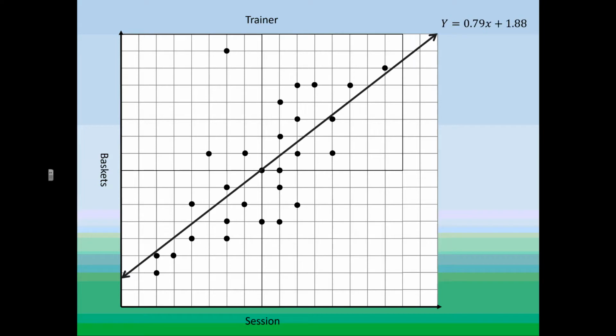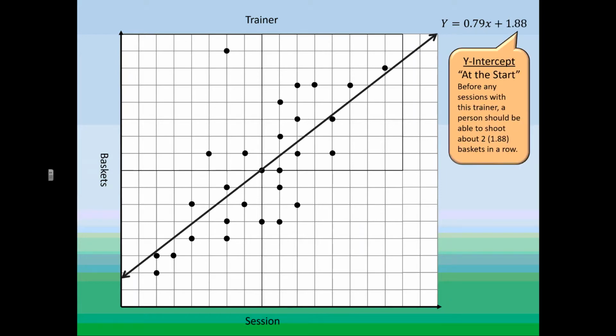And so we came up with the formula for that, and we had to use the calculator to do that. The calculator did its magic, and we found y equals mx plus b from that. Notice our b, our y-intercept, is at the start. So before any sessions happen, this is about how many baskets people can shoot. Our slope, or our m, is the rate. So for each session, how much would they improve?